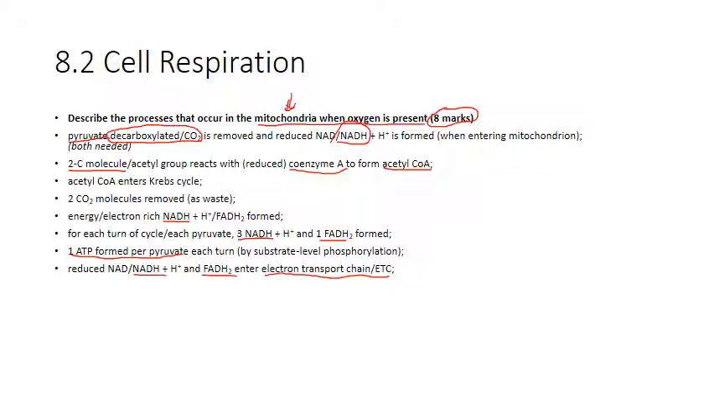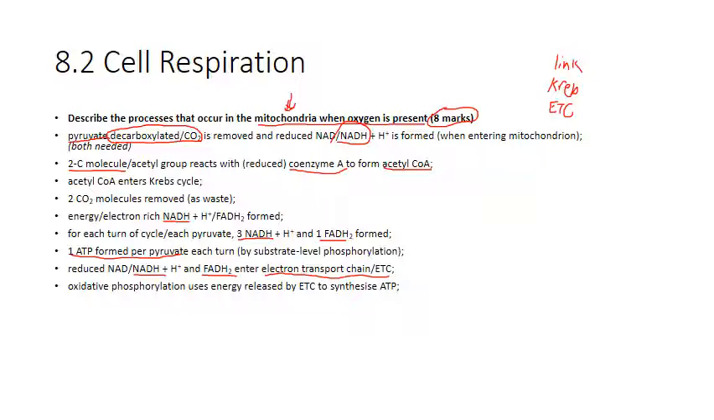So notice that this 8 marks includes talking about the link reaction. It involves talking about the Krebs cycle and covers the electron transport chain. And honestly, there's so much happening there, 8 marks shouldn't be that hard.